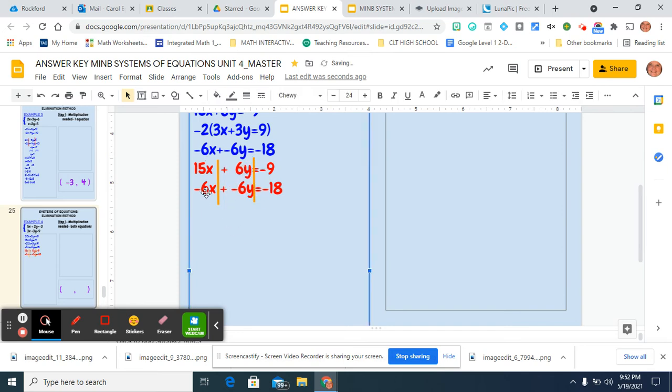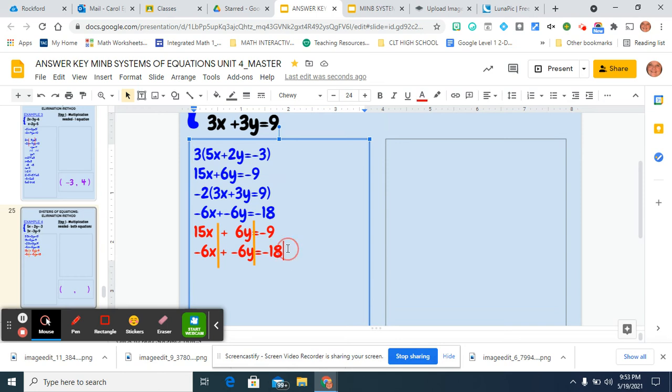Okay, so now looking at this, go back down, I'm going to switch back to my blue. 15x plus negative 6x is going to give me 9x. Positive 6y and negative 6y, those are going to eliminate because they're additive inverses. And negative 9 plus negative 18 is going to give me negative 27.